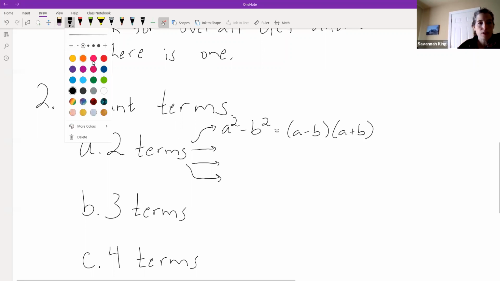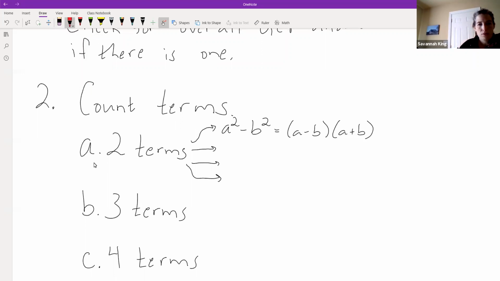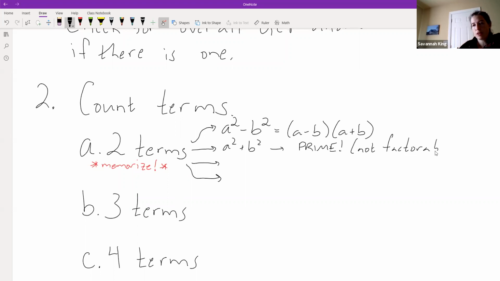And I am going to put an extra thing under here. The 2 terms are where we have to memorize. Unfortunately, they're simpler in one sense and more complicated in another. Okay, so a squared minus b squared factors like this. However, a squared plus b squared is prime, which means it can't be factored. So prime just simply means not factorable. You could use the word prime if you want, or you could just say not factorable.